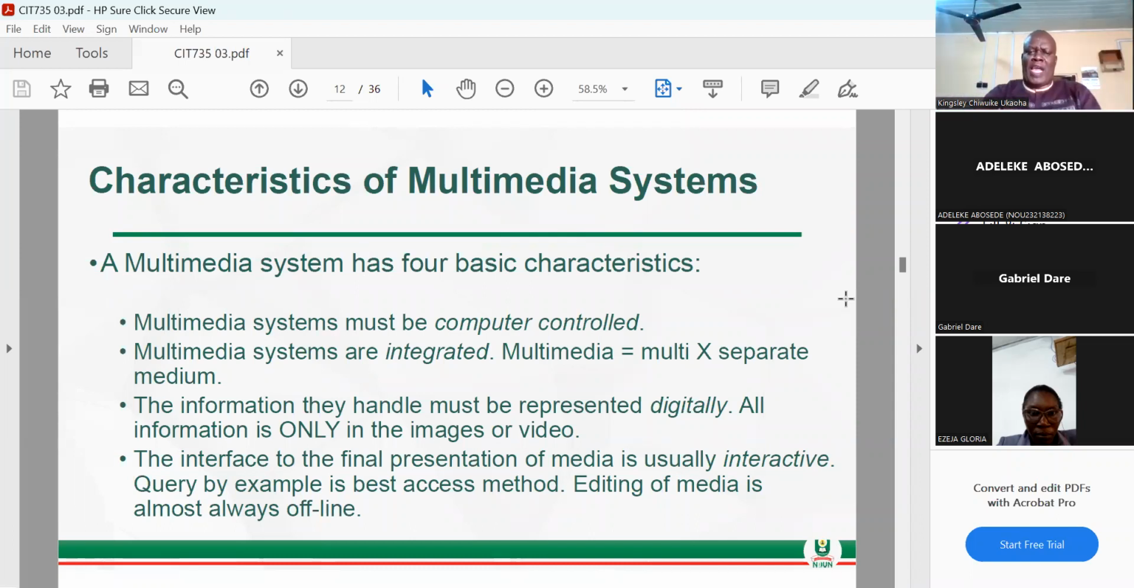Everything is put together in one system to make sure that they collaborate together and send everything from this separate medium together to you. And the information they handle must be represented digitally. All information is only in the images or video. When you say digitally, every information on my system now is in digital form, because that is the only way computers can represent information. But when they are being transmitted over a medium of communication or channel, they are no longer digital. They are now in analog.